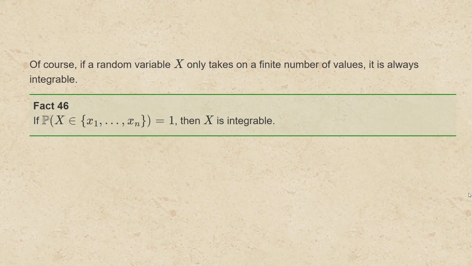Of course, if a random variable X only takes on a finite number of values, it can only be as large as its largest value in absolute value, so it will always be integrable. If the probability that X is in a finite set, little x sub 1 up through little x sub n, equals 1, then X is integrable.